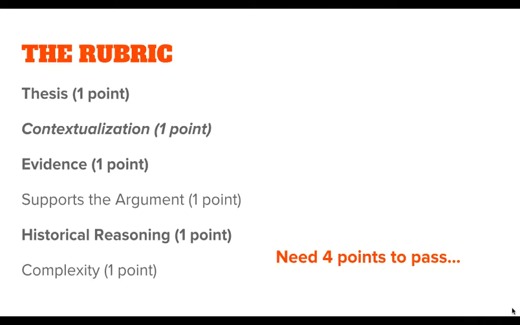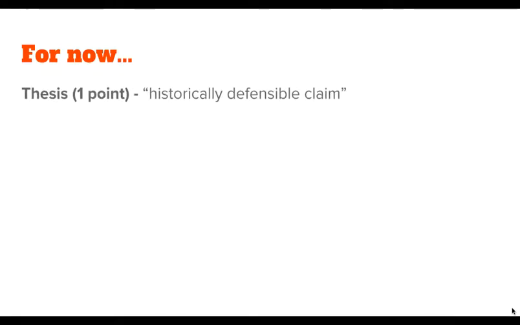Thesis, evidence, historical reasoning. And then contextualization is bolded and italicized because we're going to come back to that in a later lesson. It deserves a little bit more time than we have to give today. So let's look at these in a little bit more detail, point by point, for the ones that you need right now. First is your thesis.